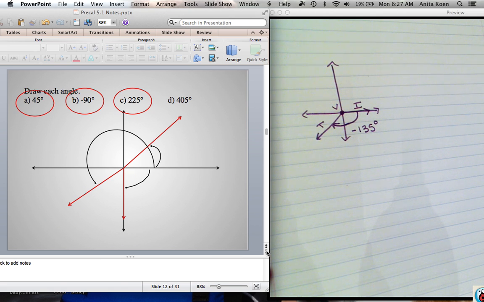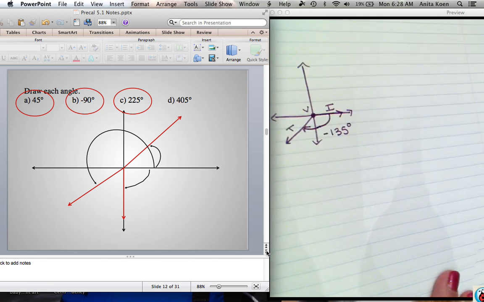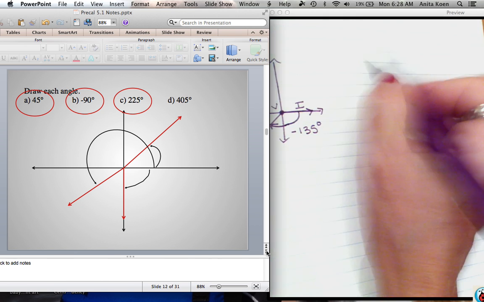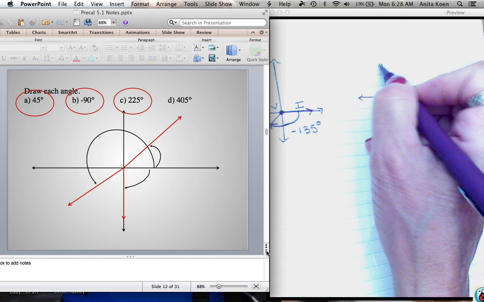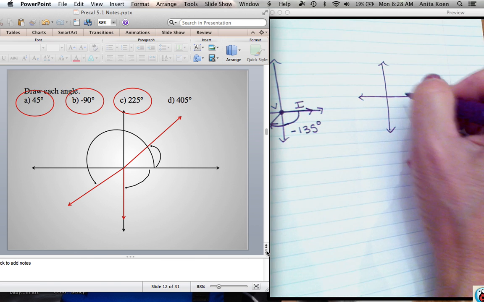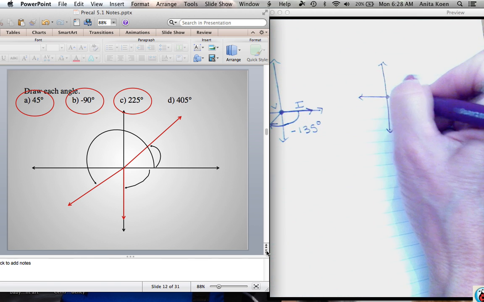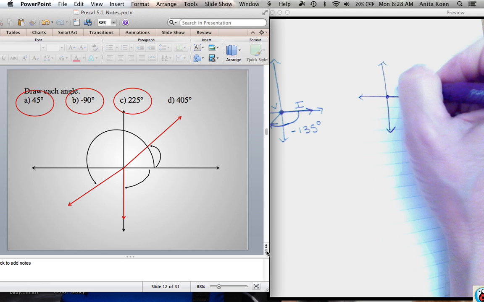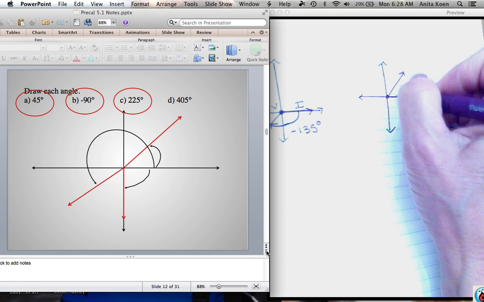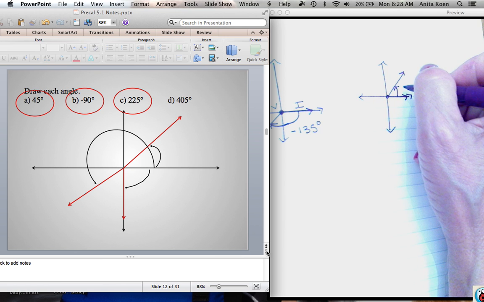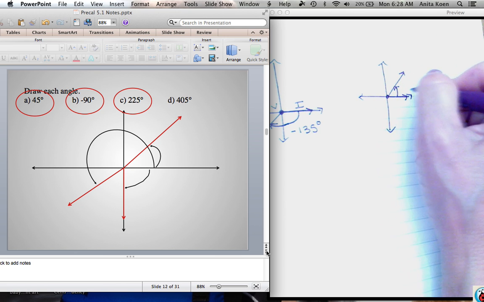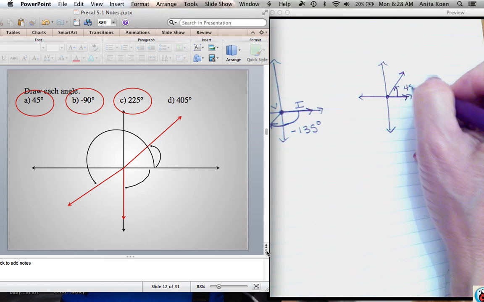Okay, this slide's a little bit harder to follow because it's animated for class, but we'll draw each of these so that we can see them. Let's move this way. The first one asks us to draw a 45-degree angle. Well, vertex, initial side, 45 degrees is halfway between 0 degrees and 90, and since it's positive 45, we're going to go in the counterclockwise direction. So this is a 45-degree angle.